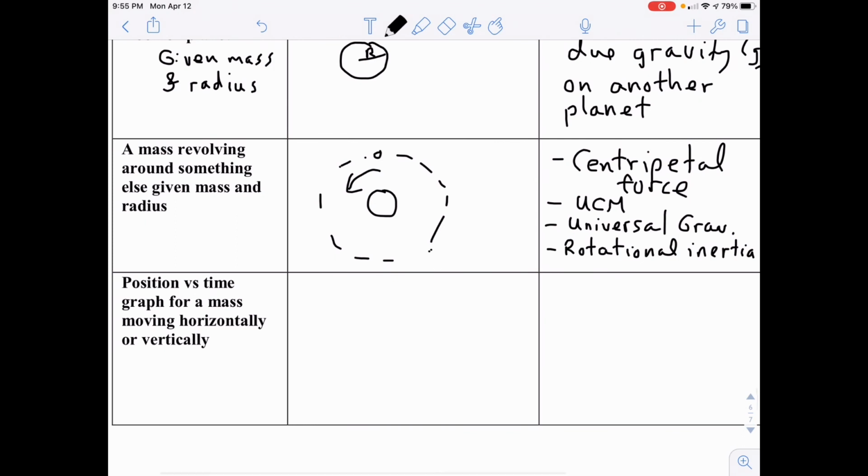Now, what if we have a position versus time graph for a mass moving horizontally or vertically? And again, they could look a variety of ways. Position time graphs could look like this, they could look like this, or like that. They could look a lot of different ways. So I'm just going to draw any generic position time graph.